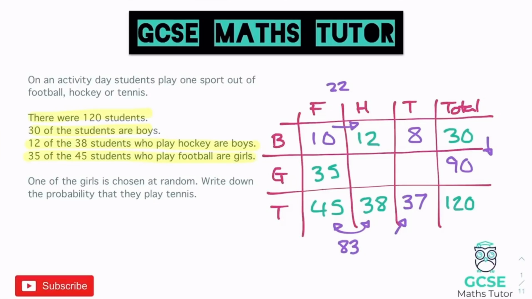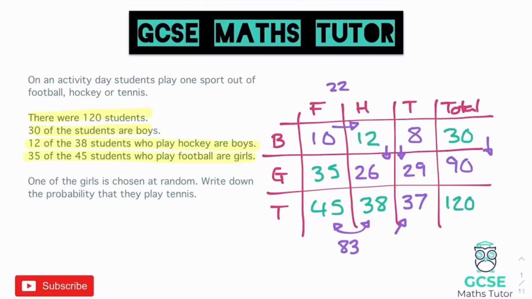So moving down this way, we've got 12 there. We need to get to 38, so that's an extra 26. And we've got 8 here. We need to get to 37, so that's an extra 29. There we go. And as I said before, just a quick check that these still add up to 90. So 35, add 26 is 61, plus the 9, 70, 80, 90. Yes, that all adds up, so that's absolutely fine.